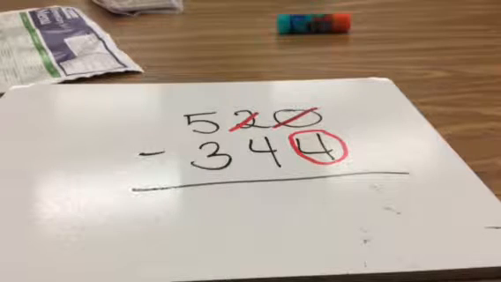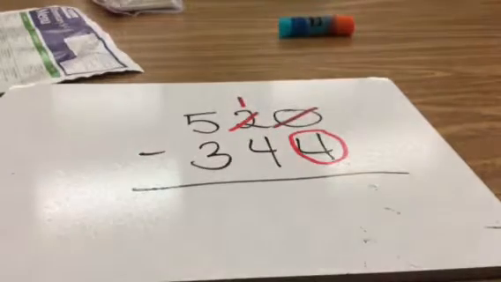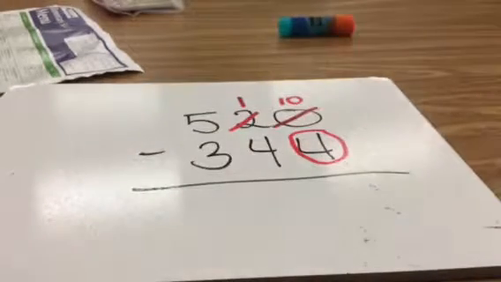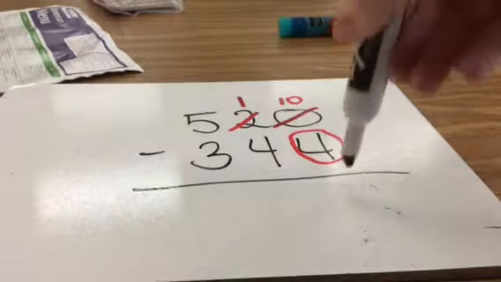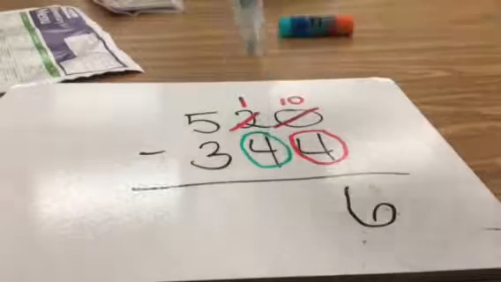So if I had 2 tens and I borrowed one of them, I now have 1 left. I had 0 ones, I borrowed 10 more, so now I have 10. And I can do 10 take away 4 is 6. Now I'm going to go to the tens column since I'm done in the ones. I'm going to circle where the bigger number is.